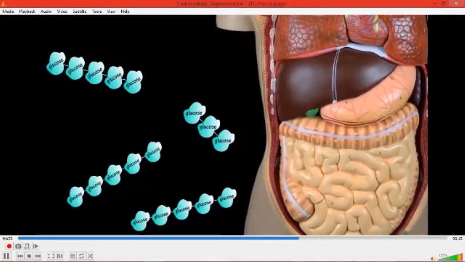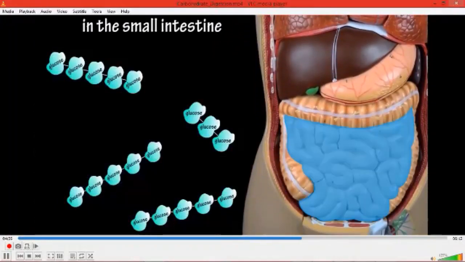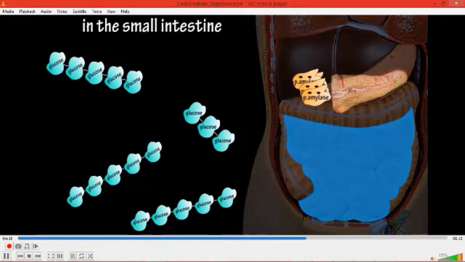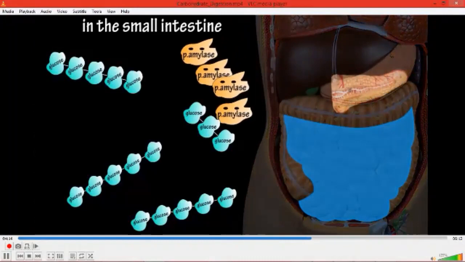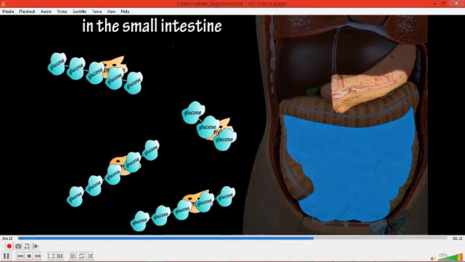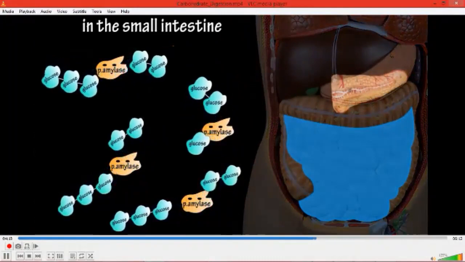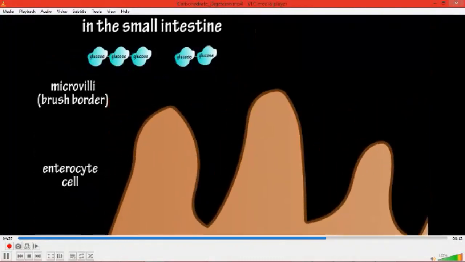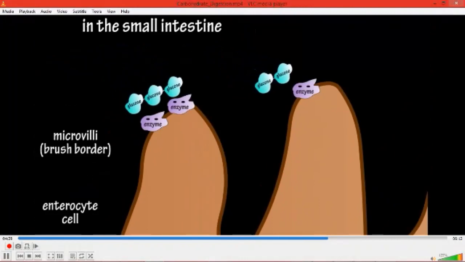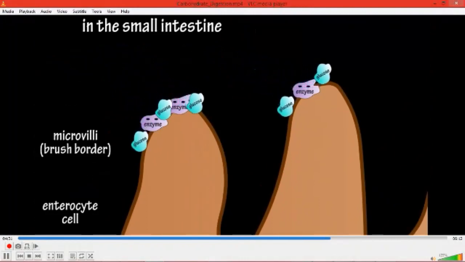As the bolus moves from the stomach into the duodenum and jejunum, which are the first parts of the small intestine, the pancreas releases pancreatic juice into the small intestine. This juice contains pancreatic amylase, which is an enzyme that continues the breakdown of starch into shorter strands of glucose. The brush border or microvilli, which are tiny hair-like projections located on the enterocyte cells of the small intestine, also contain enzymes that finish the breakdown of starch into single glucose molecules that are ready for absorption.